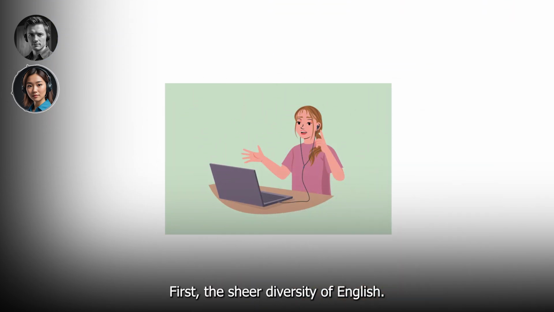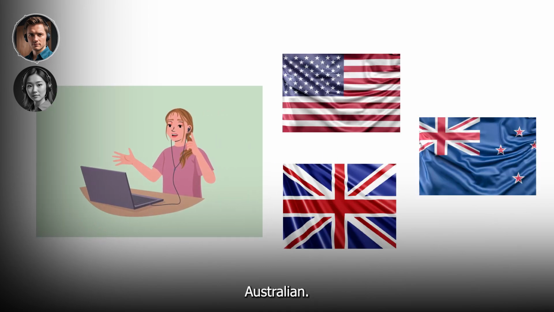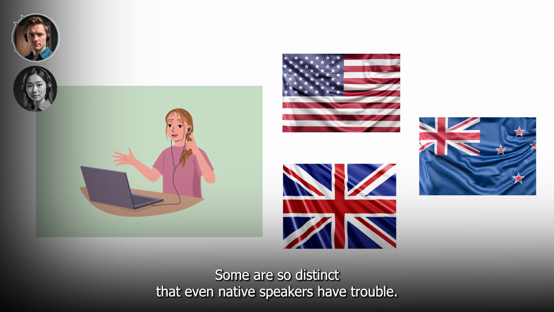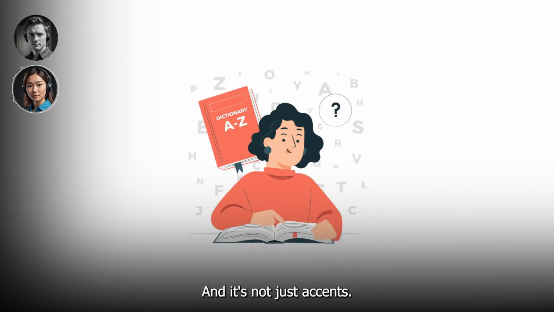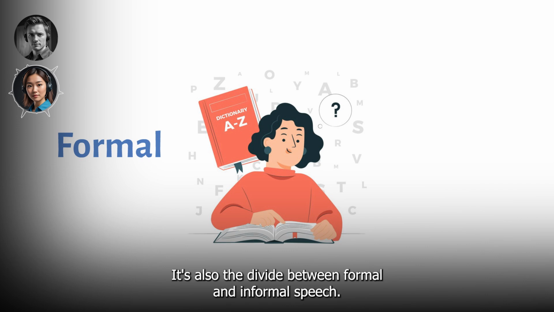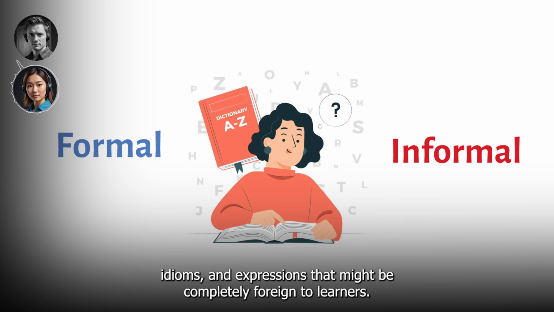First, the sheer diversity of English. Think about it. American, British, Australian, and within those countless regional accents. Some are so distinct that even native speakers have trouble. And it's not just accents, it's also the divide between formal and informal speech. Informal English is a treasure trove of slang, idioms, and expressions that might be completely foreign to learners.